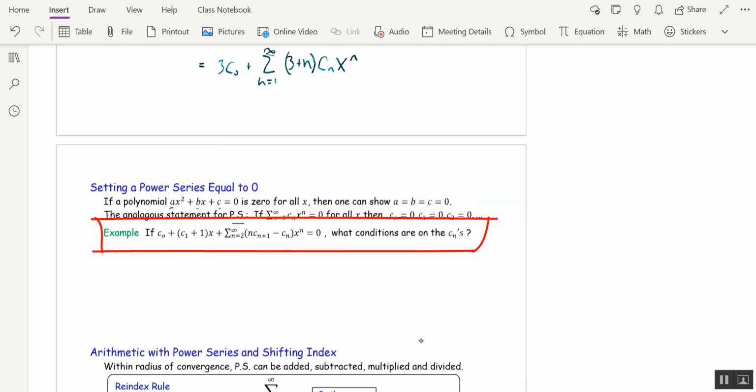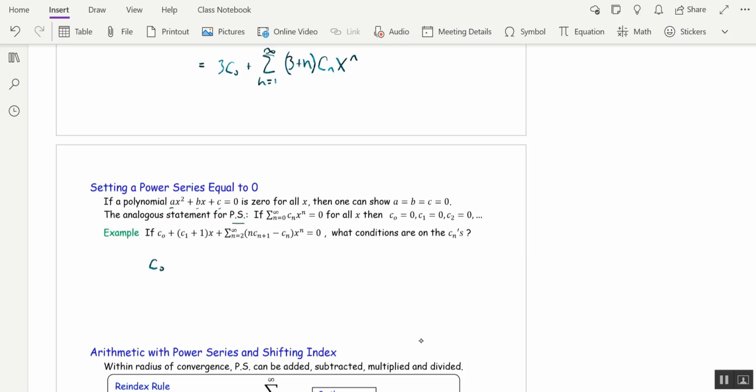Suppose that this power series is equal to 0. What are the conditions on the cn's? Well, the constant coefficient has to be 0. The coefficient of x has to be 0. The coefficient of x is c1 plus 1. That is 0. So now we know that c1 is -1.